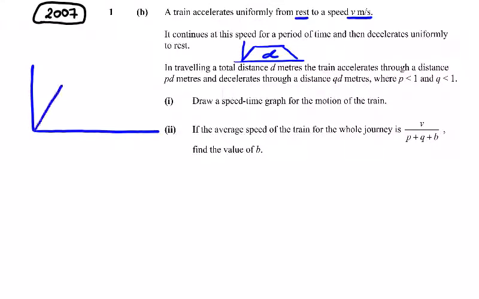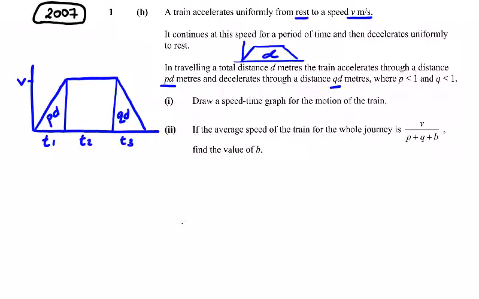So we're accelerating, continue at the same speed, and then decelerating. We're given the area of these first and last shapes. It accelerates a distance of pd meters. Pd, we've got top speed v, and distance qd meters is the deceleration, qd, and the total is d. So we have 3 time periods here. We have t1, t2, and t3.